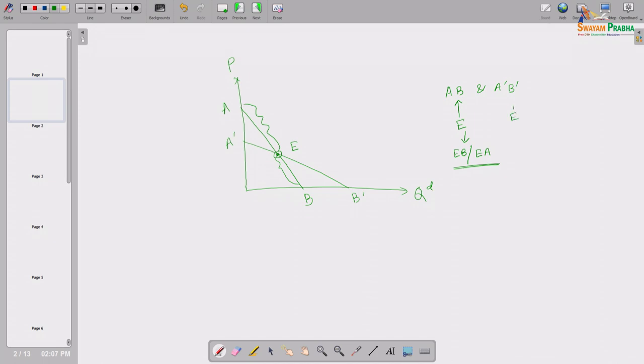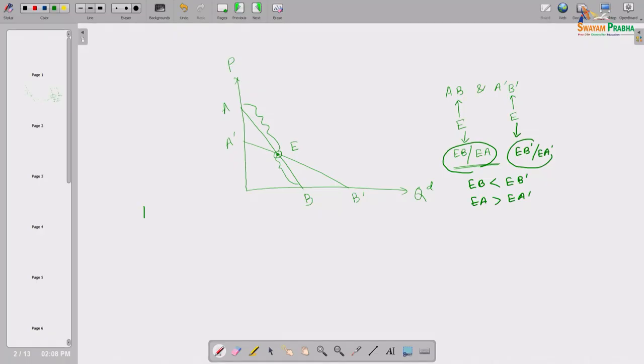When point E lies on the A prime B prime demand curve, the absolute value of price elasticity is definitely EB prime by EA prime. As you can easily see, EB is less than EB prime and EA is greater than EA prime. So definitely this is lower than this, because the numerator is larger and the denominator is smaller. So, if we have two demand curves, one relatively flatter and another relatively steeper, along the relatively flatter demand curve the own price elasticity of demand is relatively larger than along the relatively steeper demand curve. Using this diagram, it is clear.